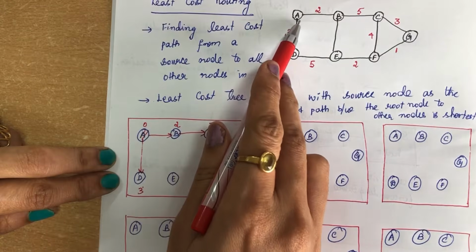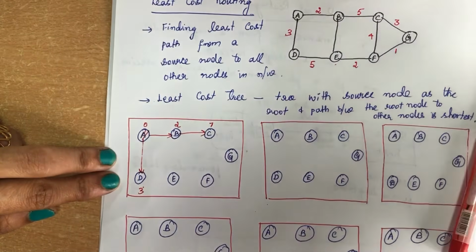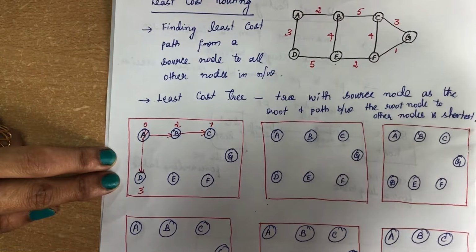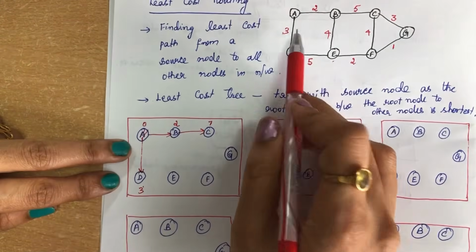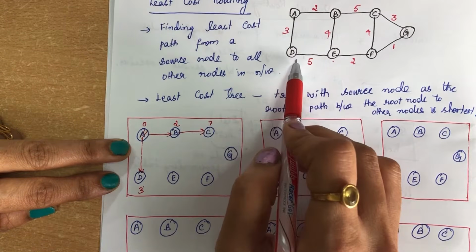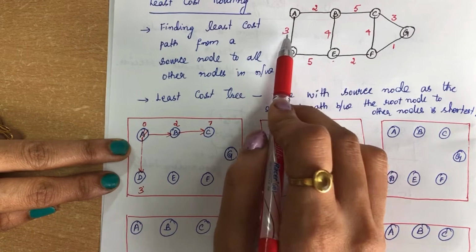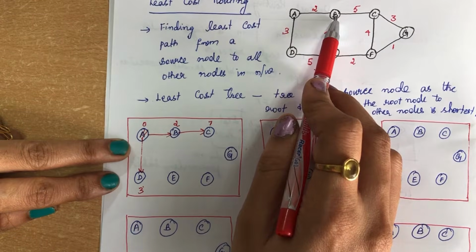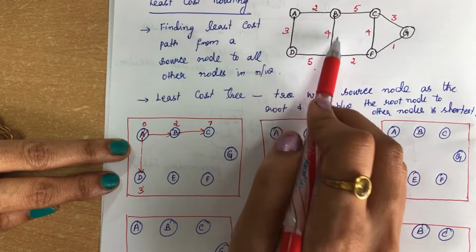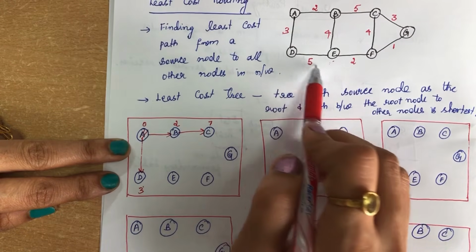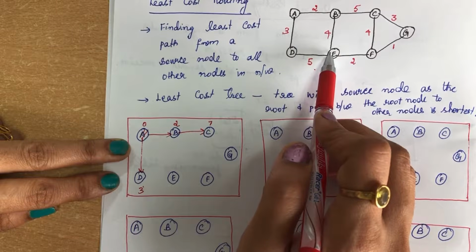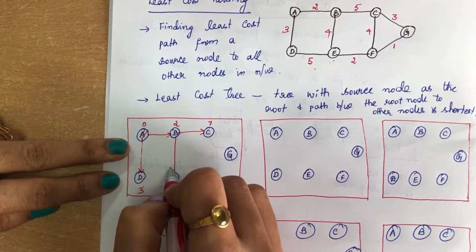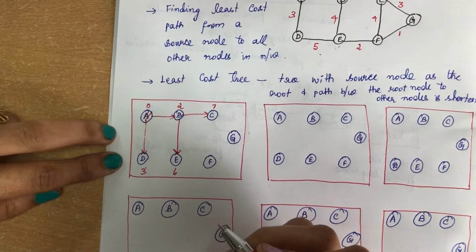When we want to connect A with E, if we follow the path A, D, E, the total cost involved is 8. When we follow the path A, B, E, the cost involved is 6. So the cost here is 8 and here it is 6. We will take the minimum cost, so we will follow the path A, B, E, which has a cost of 6.